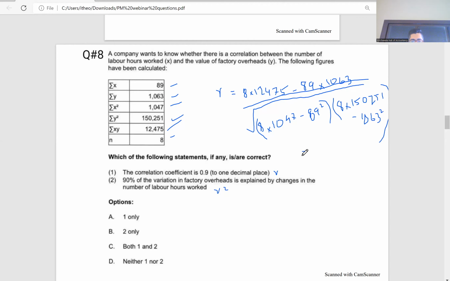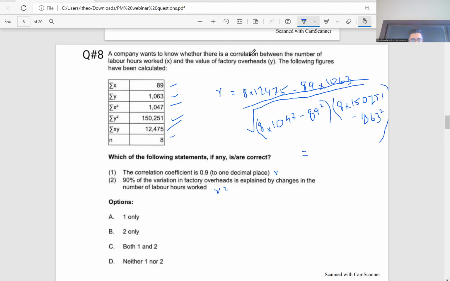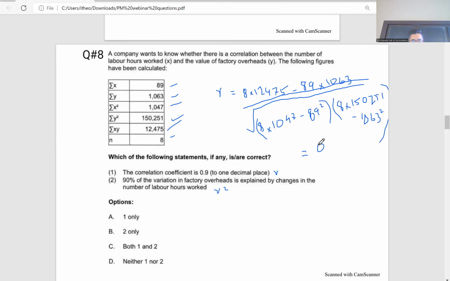So the formula of coefficient of correlation is given in the exam, n summation xy minus summation x summation y upon n summation x square minus summation x whole square. It's a basic question. Correlation coefficient is r and variation is r square. So when you calculate r by taking the r formula and I solve it, the answer comes to 0.9. That means coefficient of correlation is 0.9 and statement 1 is correct.